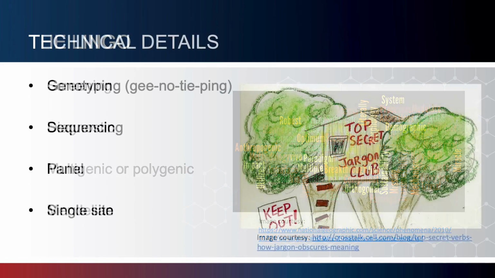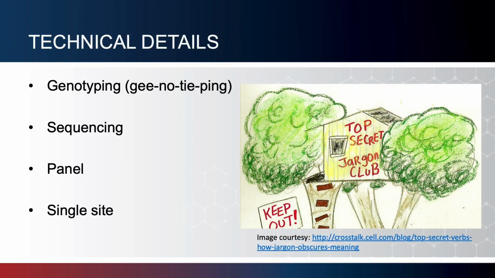When you're looking at genetic testing, you'll also hear some of the technical details. The first type of technical detail is, what does the testing do? Is it genotyping or is it sequencing? So genotyping looks for specific changes that we already know exist in those genes. Sequencing looks for any spelling changes within that gene or within that DNA sequence.